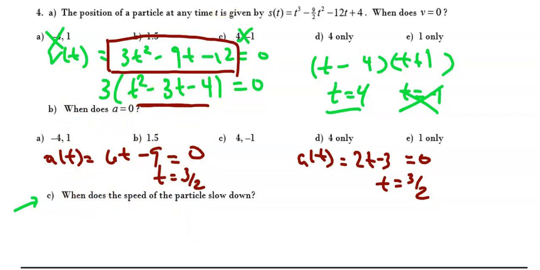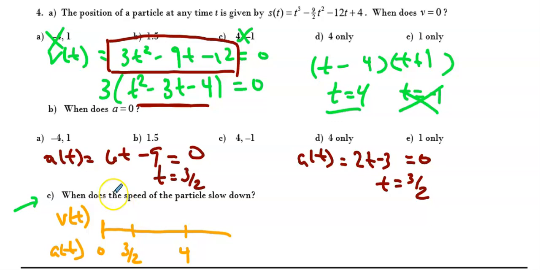When does the speed of the particle slow down? So I have 2 places on my number line. I've got at time equals 3/2, my acceleration is 0, and then at time equals 4, my velocity is equal to 0. So what I want to do is put velocity at the top of my number line, and at the bottom of my number line I want to do acceleration.